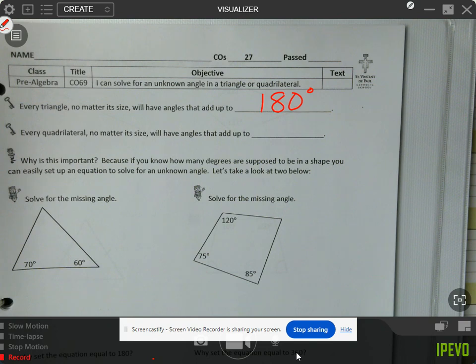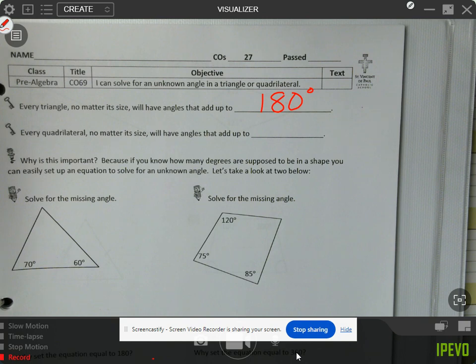Every quadrilateral, no matter its size, will have what? What's going on? Okay. Oh, are you guys answering it? I thought you were saying. I misunderstood. I couldn't quite hear what you were saying.